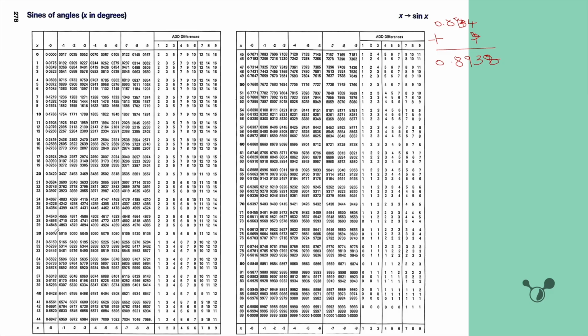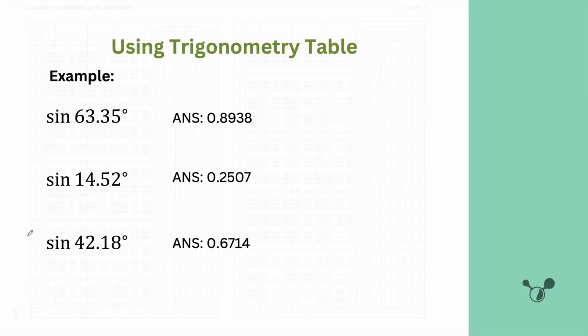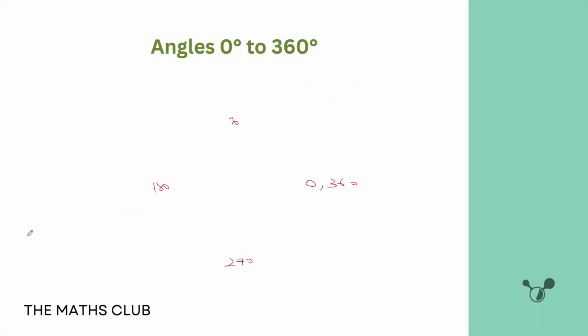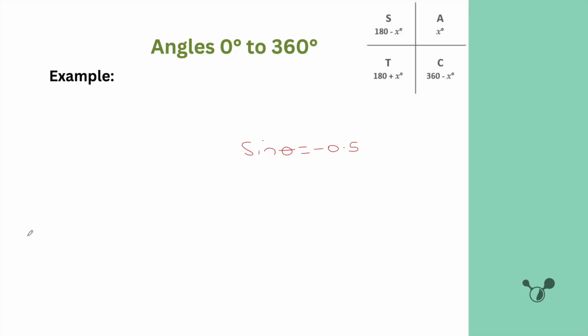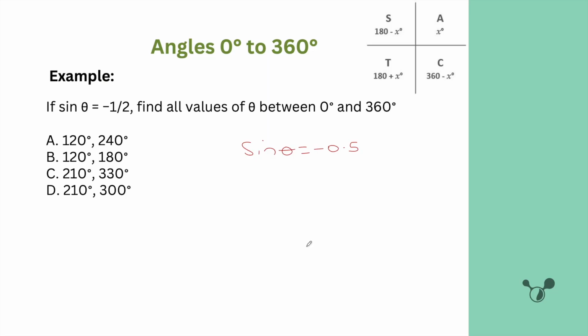0.5 was for 30 degrees, right? So we can now say that if the theta from this was 30 degrees, 30 degrees gives us 0.5. But what we have here is minus. So in which quadrant is sine negative?